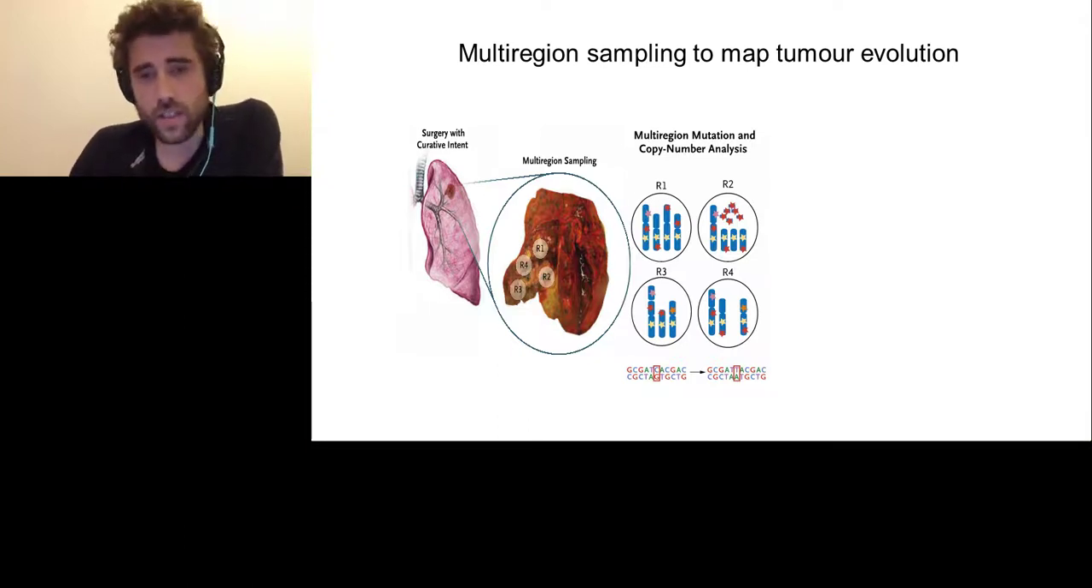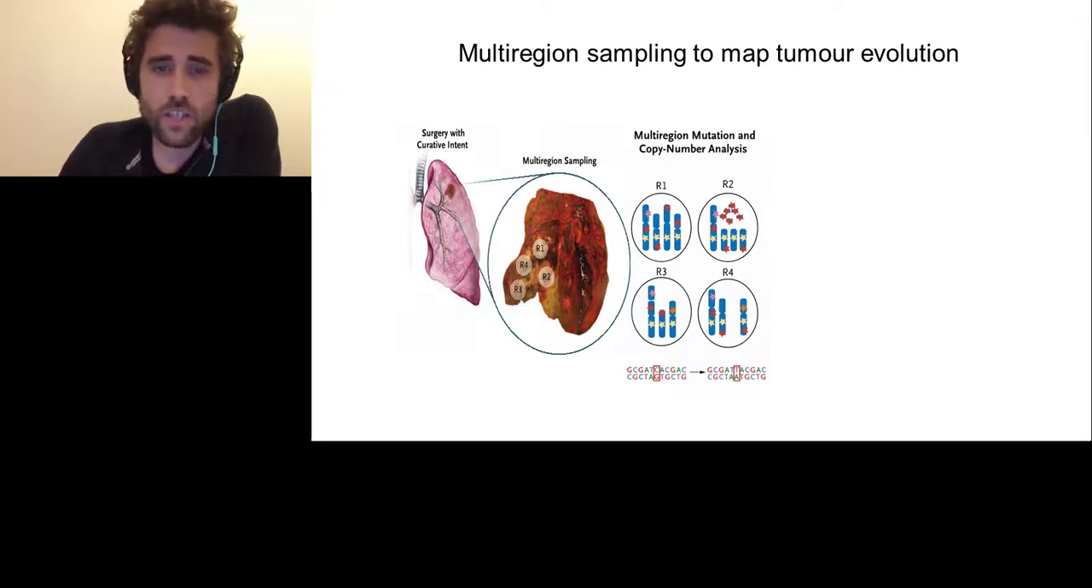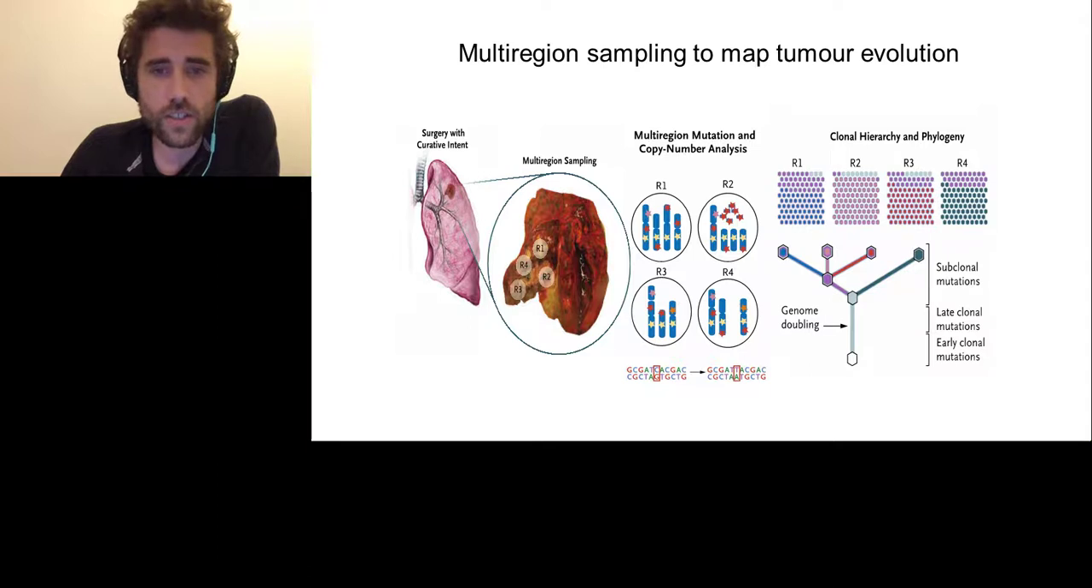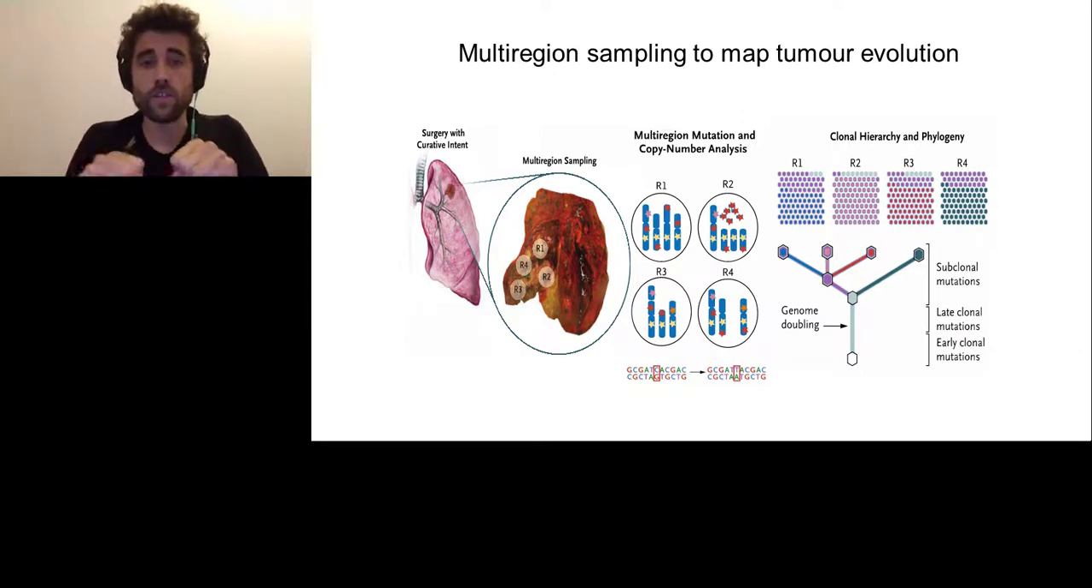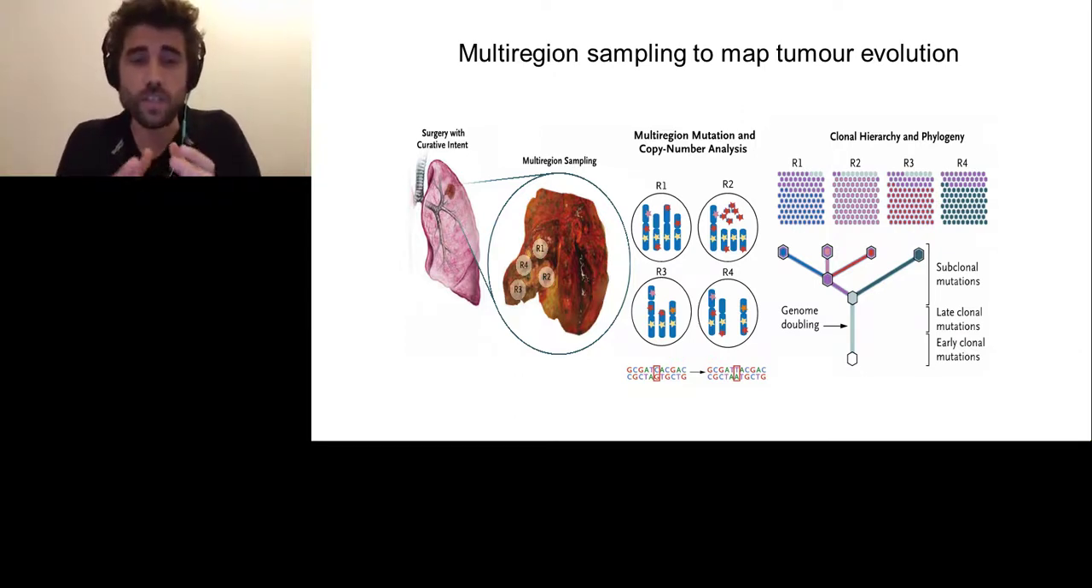And then integrating this information, we can derive a phylogenetic tree of how the tumors evolved. So this allows us to determine what the early clonal mutations are, those on the trunk of the tumor's phylogenetic tree that are present in every cancer cell. And then also what the subclonal mutations are, those only found in a subset of the tumor regions and also a subset of the cancer cells within the entire tumor.